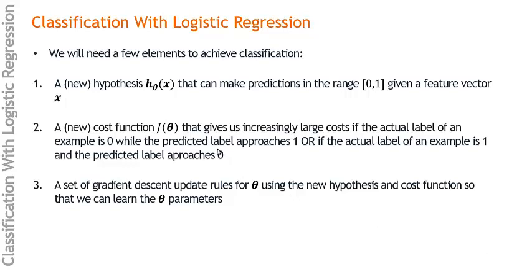Finally, we need a way to determine good models, that is, models that give us low values for the cost function. If you remember in linear regression, we had gradient descent, which enabled us to change the values of theta to get better and better models. So we need something analogous in this case, a gradient descent update that enables us to change theta to get better and better models that reduce the cost function.